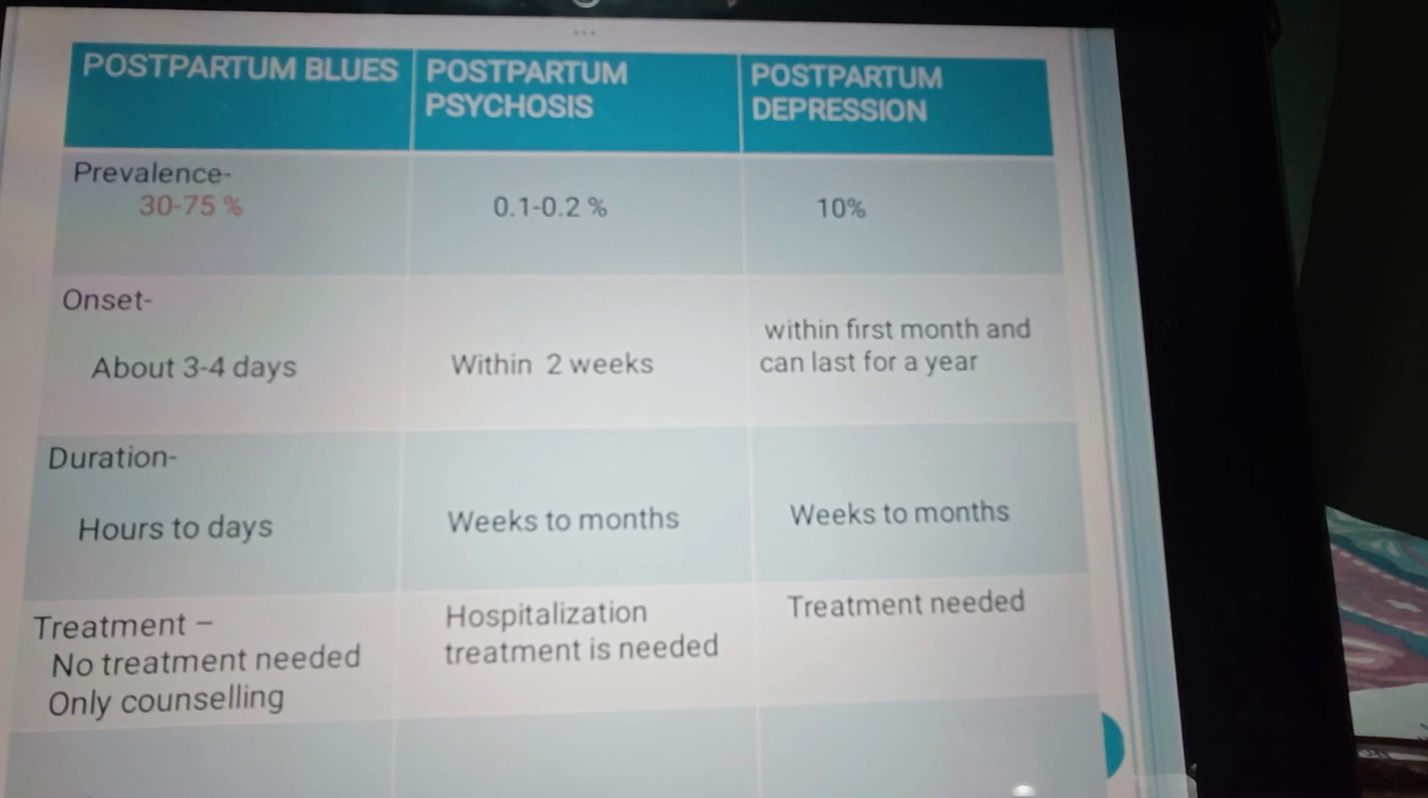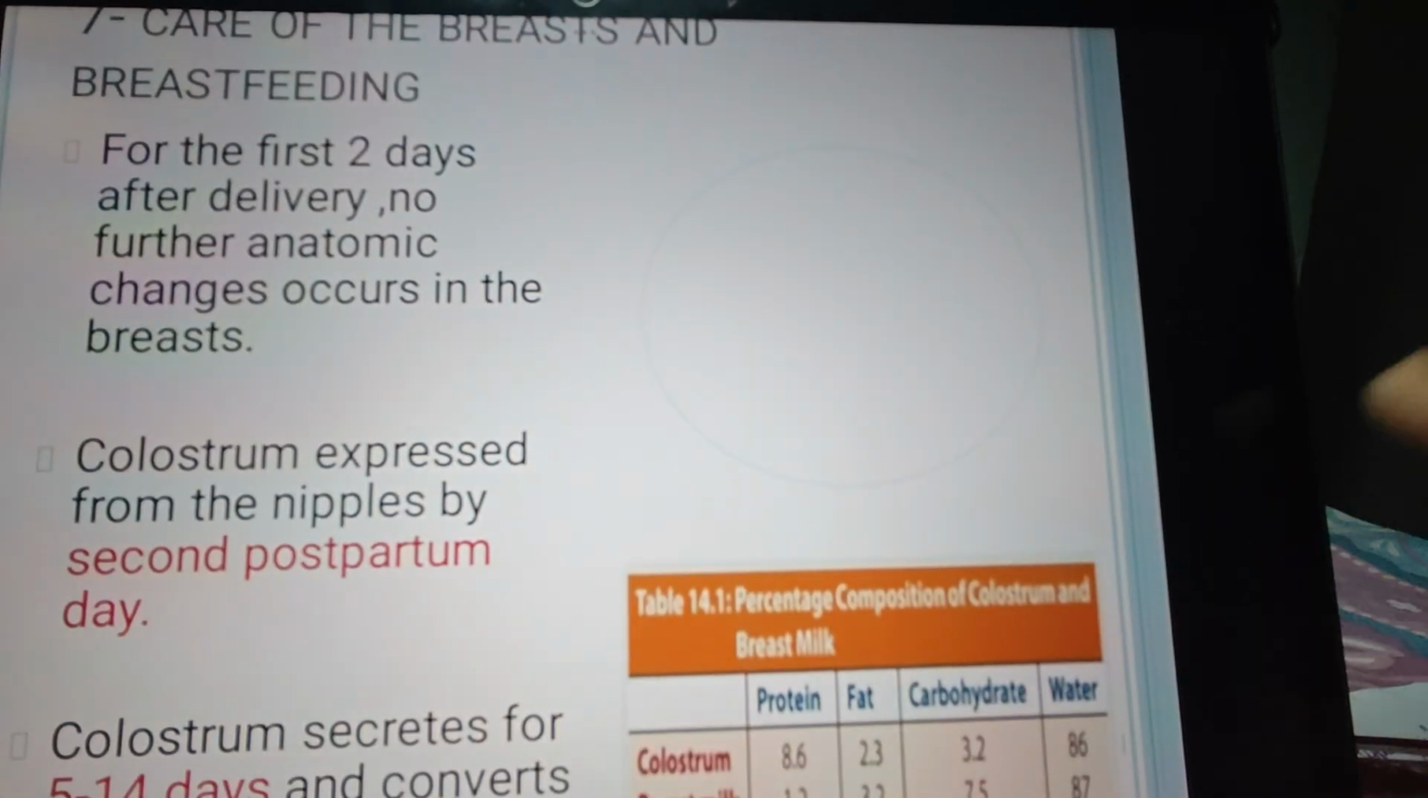For postpartum depression, it occurs within first month and can last for a year, and the duration can be from weeks to months, and the treatment is mandatory for the last 2 conditions, that is psychosis and depression.